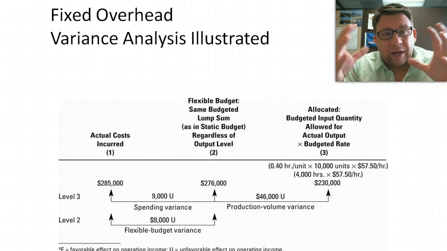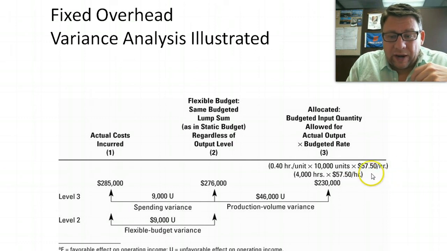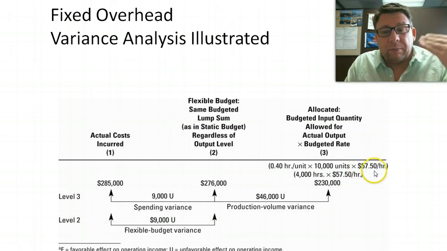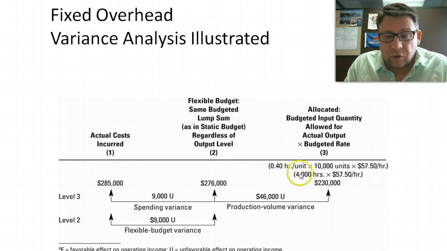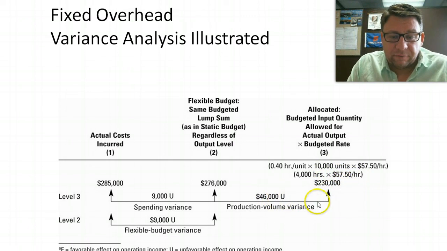Meaning that had we had perfect knowledge, our rate would not have been $57.50. In fact, it would have been much higher than that, so that we would have absorbed $276,000. In this case, we didn't have that knowledge, obviously, and we end up with an unfavorable production volume variance.